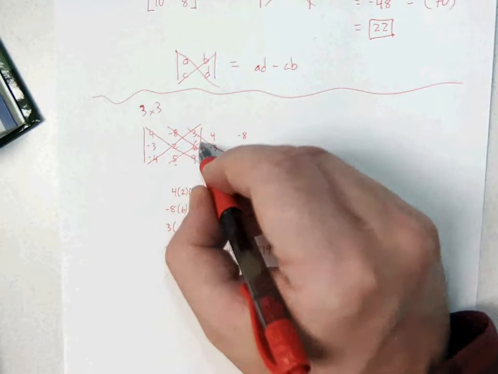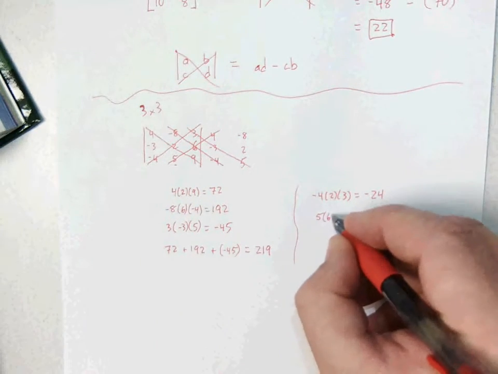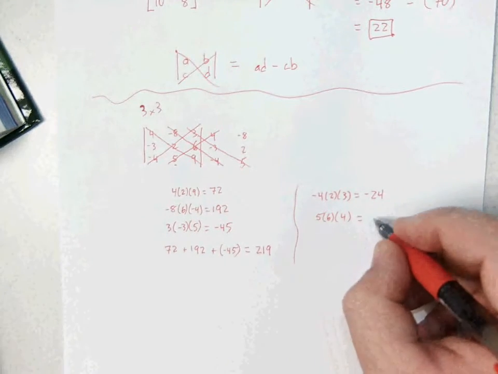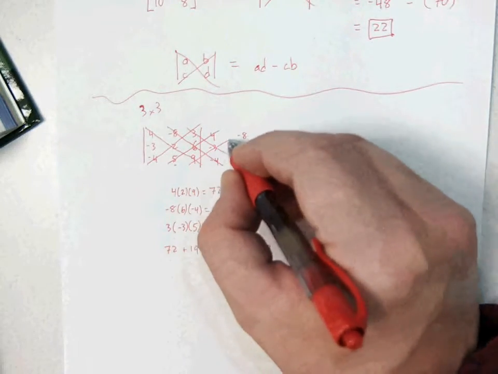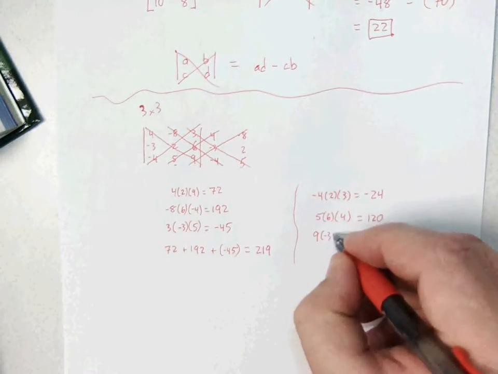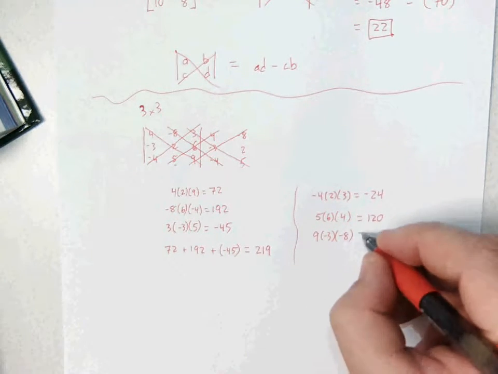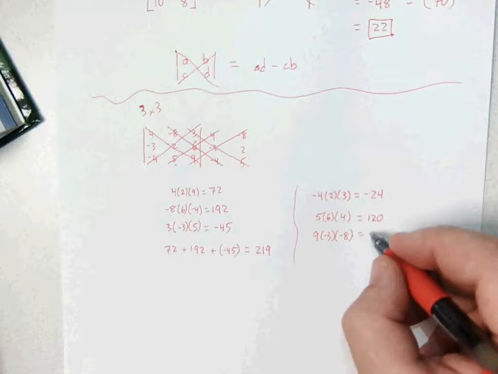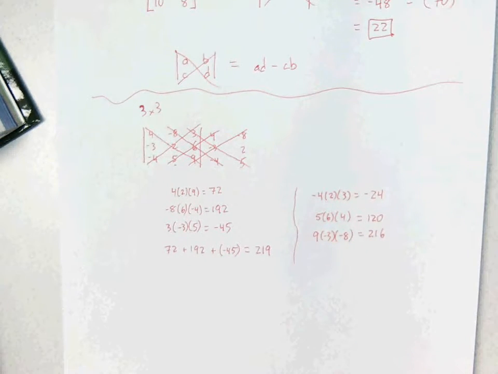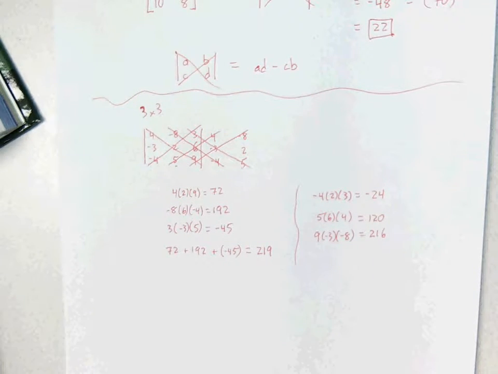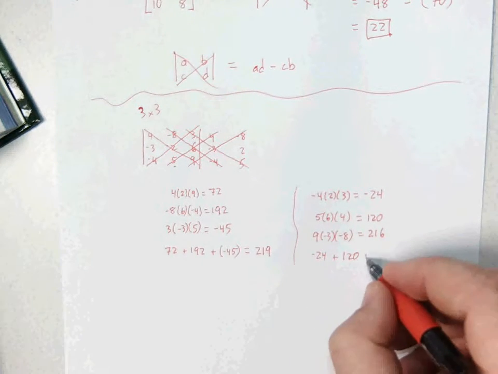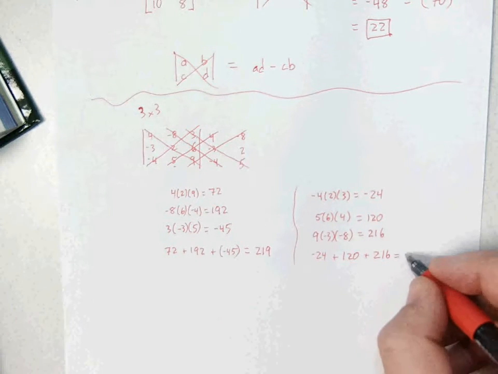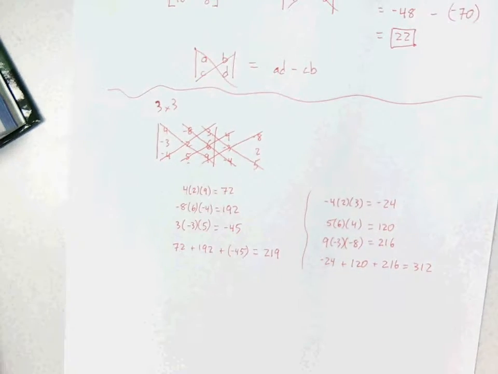And then I move to the right and I do that again. So 5 times 6 times 4 is 120. And then I have one more number still in that determinant. So start at 9, negative 3, and negative 8. That gives me 216. And so I go ahead and find the sum of those numbers, and that sum is 312. So I found my 2 sums.